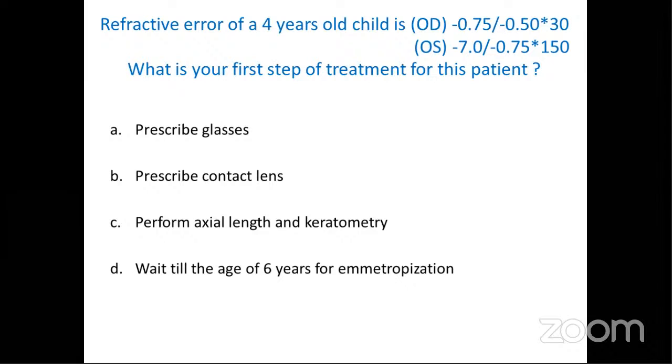Or you will prescribe contact lens for this patient, because look at the difference of the power: in one eye 0.75, in the other eye 7. The thickness of the glasses will be different, so it's better we give contact lens, or you'll simply perform the axial length and keratometry. This is a kind of practical question, so it's better if you open your mic and tell me the answer.